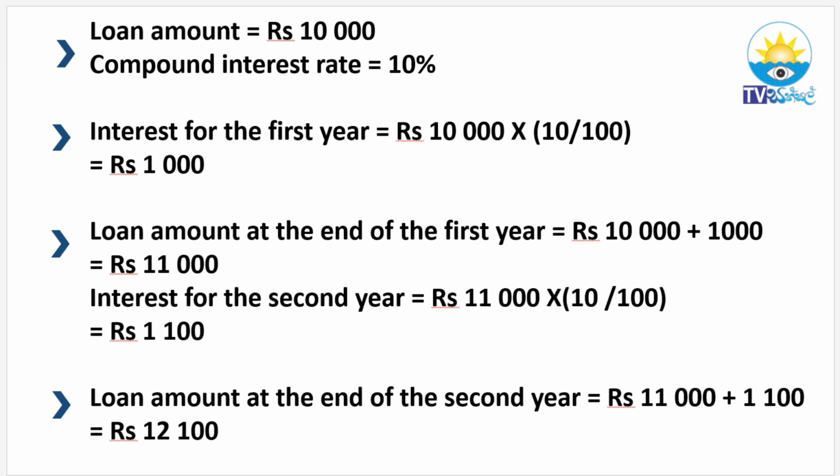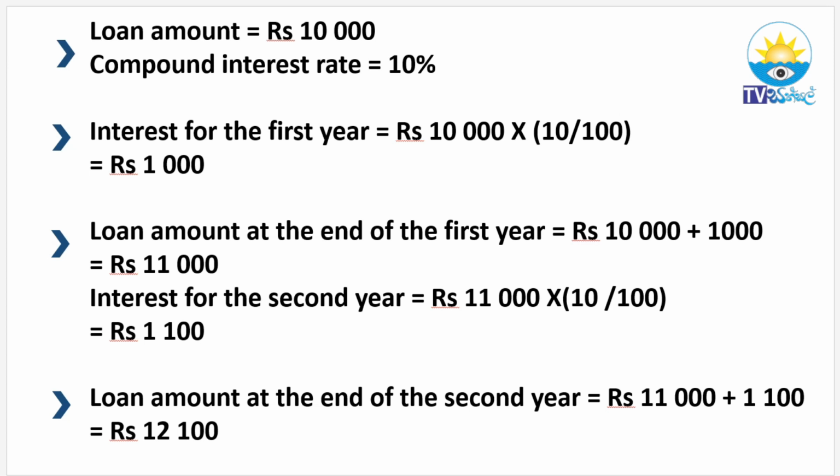The answer is 1,000 rupees. Loan amount at the end of the first year equals 10,000 plus 1,000 rupees. That's equal to 11,000 rupees.